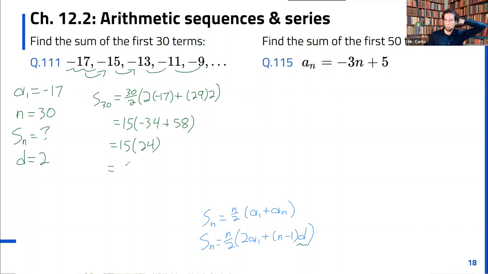What is that? 360. 24 times 1.5. This might be easy enough to do in our heads. That's going to be 36, and then we just add a 0 to the end of that. 360. Okay. There's our answer. Partial sum for that sequence here. We could find the general term, we weren't asked to do that. We just want that partial sum. Please do the same thing for the one on the right here.